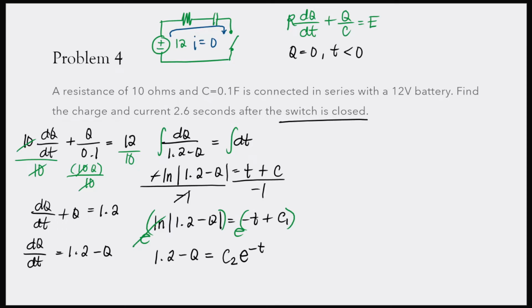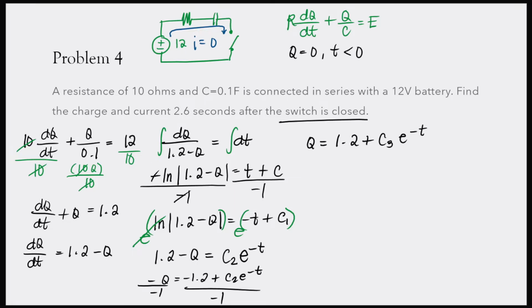So that is our equation. Next, I'll move 1.2 to the other side. So, we'll have negative q be equal to negative 1.2 plus c2 e raised to negative t. Divide both sides by negative 1. So, therefore, we have q is equal to 1.2 plus c sub 3 e raised to negative t.